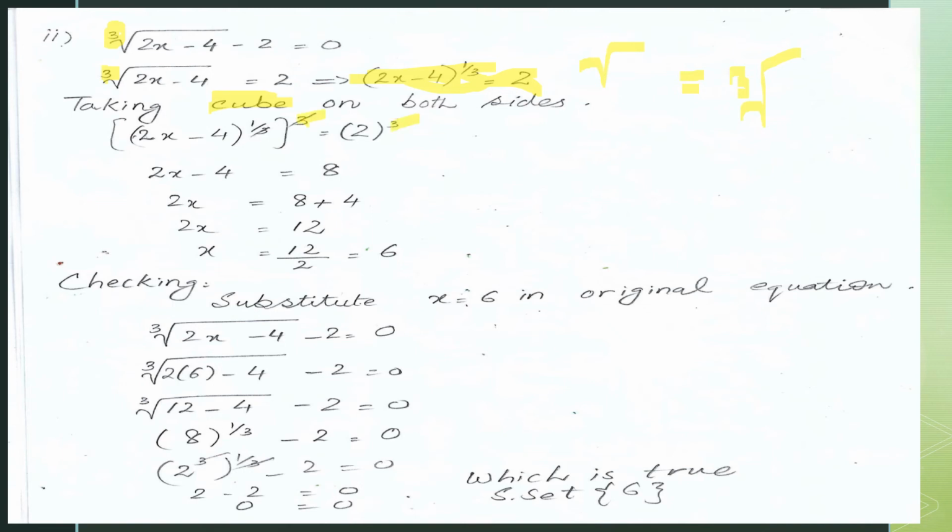When we take the cube on both sides, this 1 by 3 will be cancelled by the 3. And on the right hand side, 2 to the power 3 gives you 8. Now solve this. x is equal to 6. The same thing we have to do is checking, substitute the value, and if the left hand side is equal to the right hand side, then it will be true and satisfy the solution set, that is x is equal to 6.